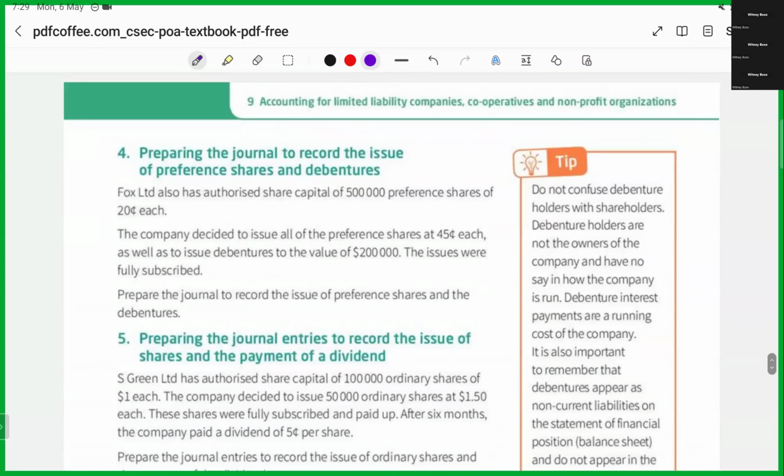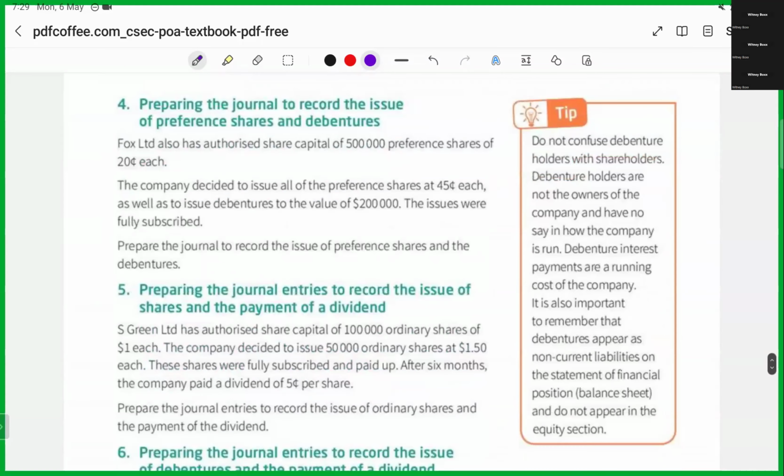Debenture holders. So don't confuse the debenture holders with your shareholders. A debenture holder is someone who you owe money to because you would have taken a loan from them. Those are the debenture holders. You have to pay them back the money you borrowed. A shareholder is somebody who has a stake, who has an interest, who has an ownership in the company. So while you have to pay back the debenture holders, technically you don't have to pay dividends.